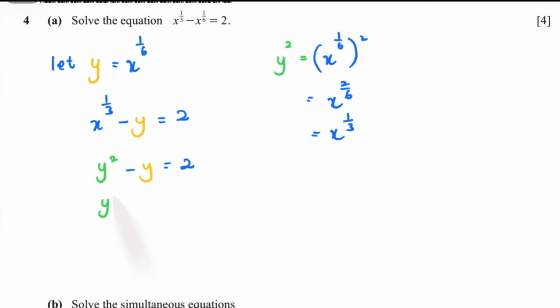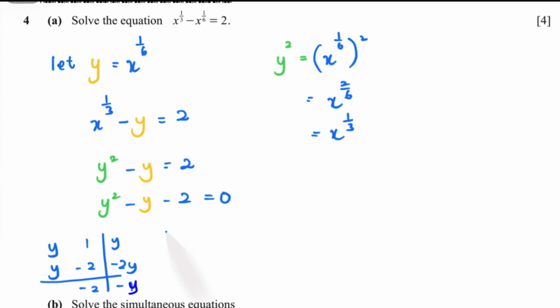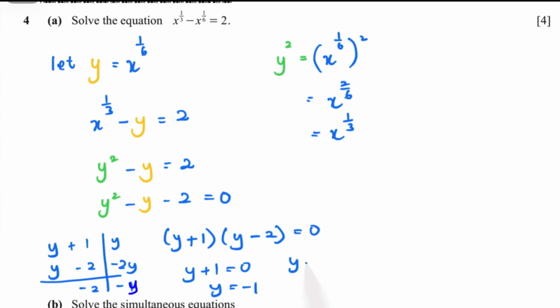We bring 2 over: y squared minus y minus 2 equal to 0. Now let's factorize this. Put y on one side. 1 times negative 2 is equal to negative 2. Plus that, it's going to get negative y. So our factorization would be (y plus 1)(y minus 2) equal to 0. And let's finalize this. Y plus 1 equal to 0, y equal to negative 1. Y minus 2 equal to 0, and y equal to positive 2.